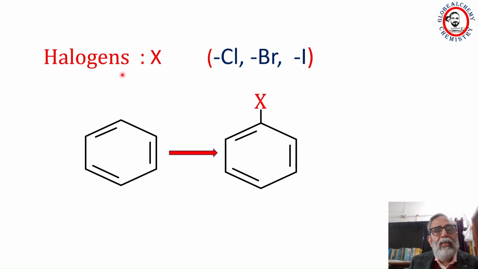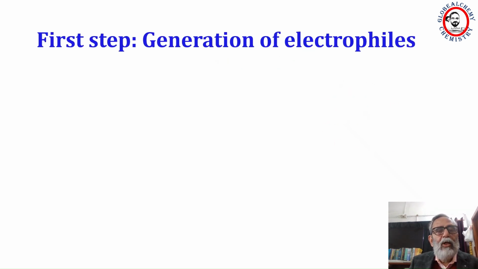So an aromatic ring can be substituted by halogens, and it requires a catalyst, for example, iron tribromide or aluminium chloride. So substitution of halogens takes place onto the benzene nucleus in the presence of a catalyst. So the first step is the generation of electrophiles. How can the electrophiles be generated?